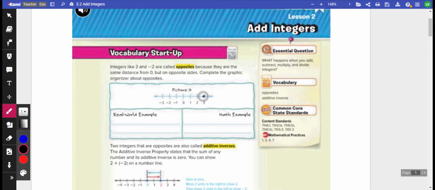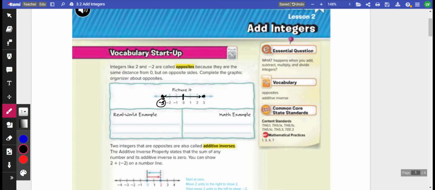So if we are given the value of 3, we want to find the opposite of 3. Well, the value of 3 is 3 units from 0. So, I'm sorry, 3 units to the right of 0. So I'm going to go 3 units to the left of 0, and that gives me the answer of -3.